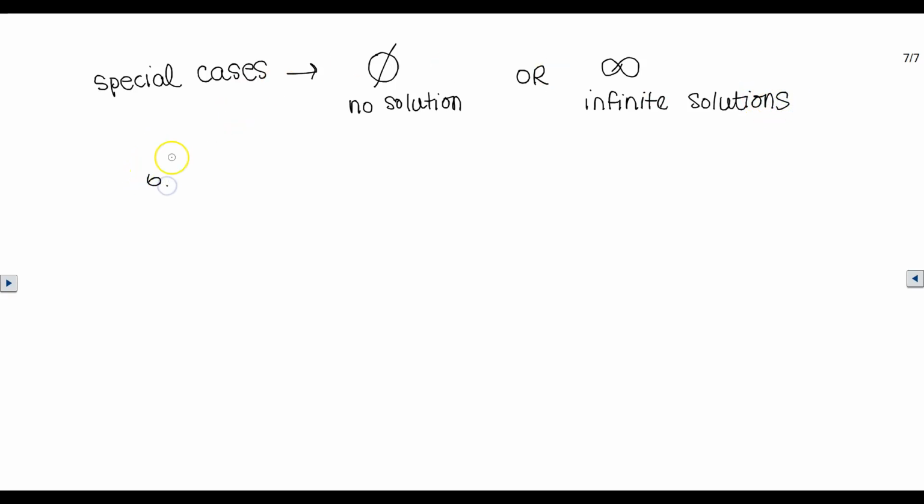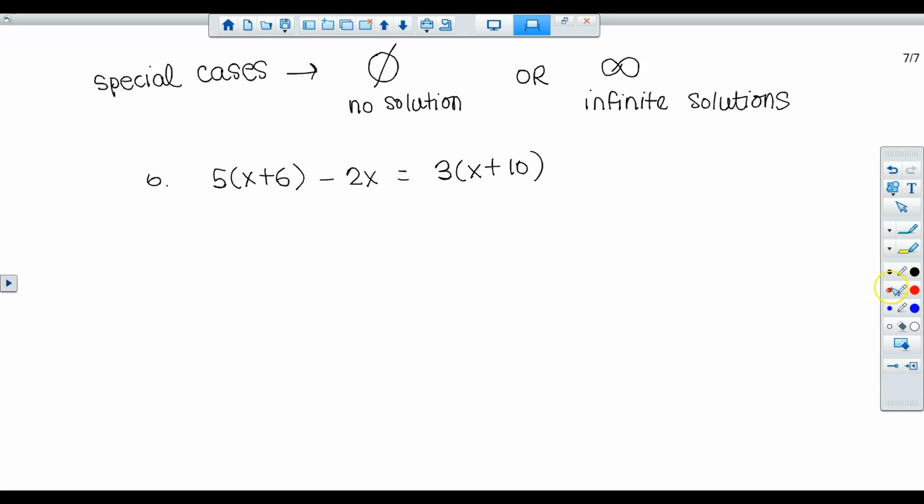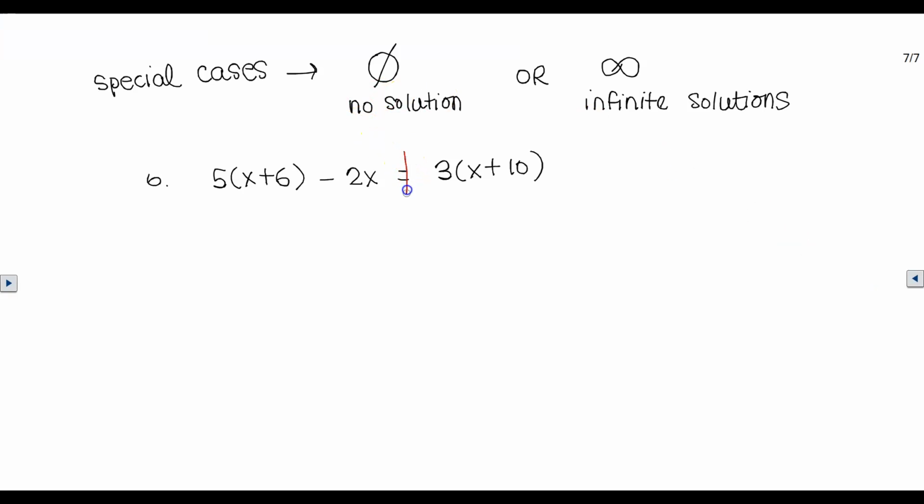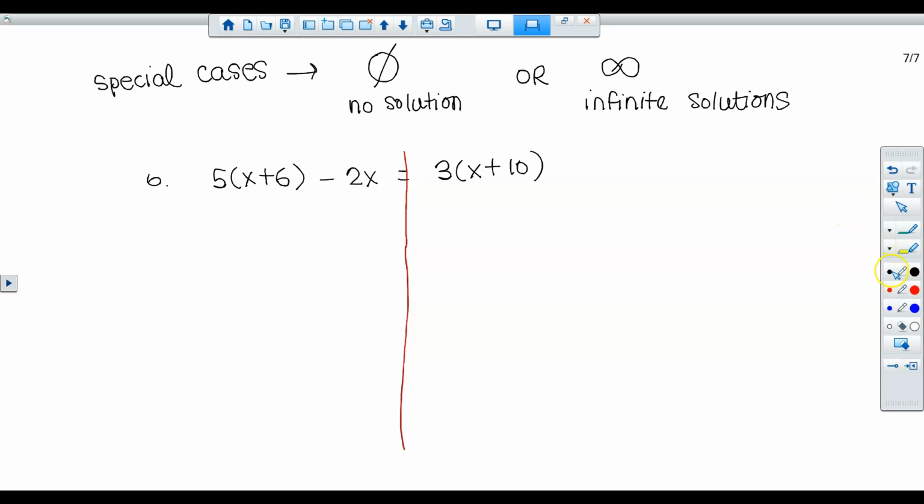All right, so here is our 6th problem. Do for me 5 times x plus 6 minus 2x is equal to 3 times x plus 10. Now, this equation will be a special case, so it'll either be no solution or infinite. Pause the video, please, and try to work this one on your own.